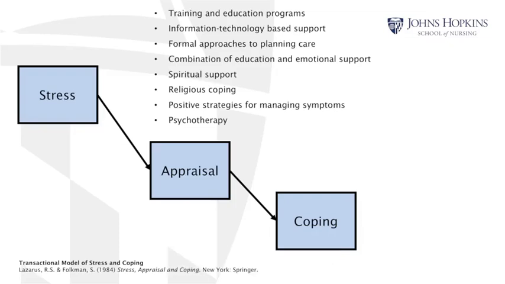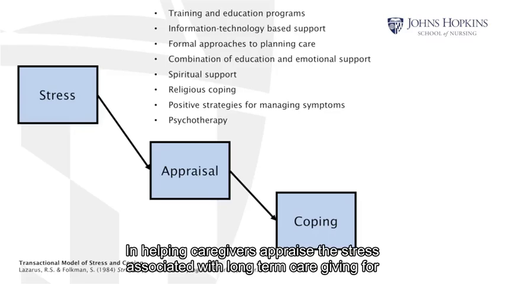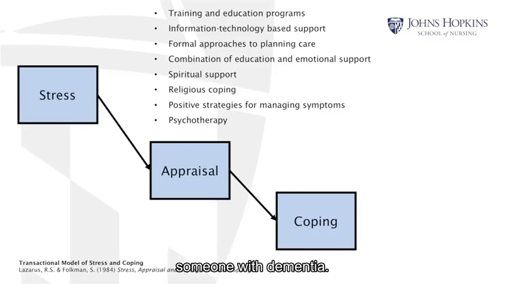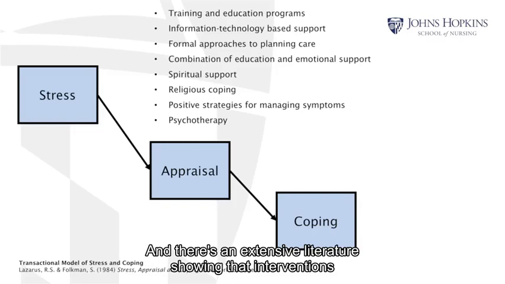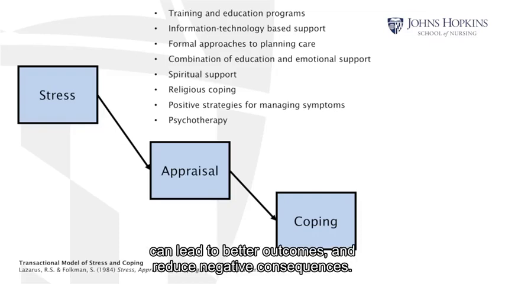The model's been also useful in developing family caregiving interventions, in helping caregivers appraise the stress associated with long-term caregiving for someone with dementia. And there's extensive literature showing that interventions directed at the reappraisal of the news of caregiving can lead to better outcomes and reduce negative consequences.